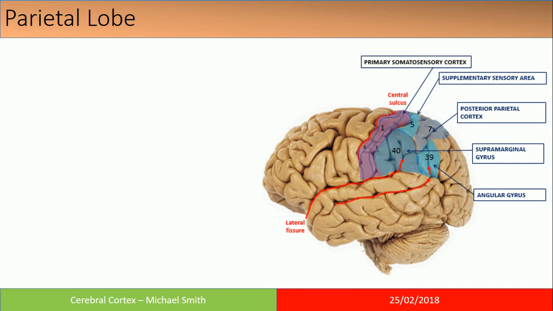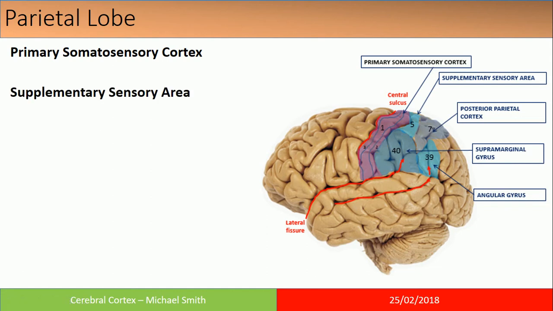So next we have our parietal lobe. So if sitting in front of our central sulcus is our precentral gyrus, sitting just behind it is our postcentral gyrus, and this is called our primary somatosensory cortex, because our parietal lobe mostly is involved in sensation. And we then, behind that, have a supplementary sensory area, which also plays a role in sensation.